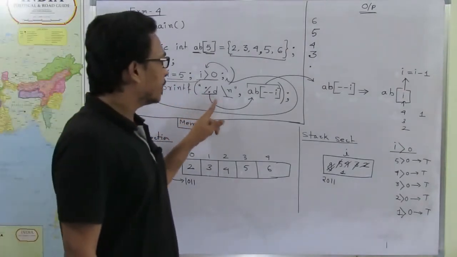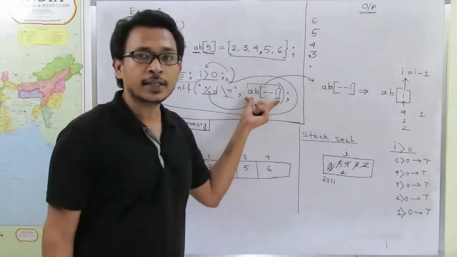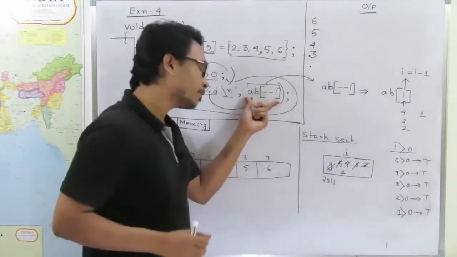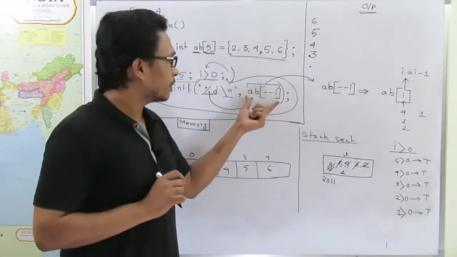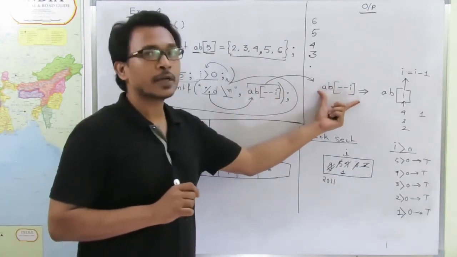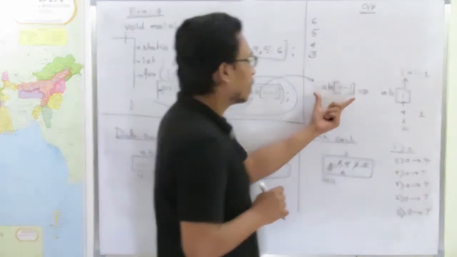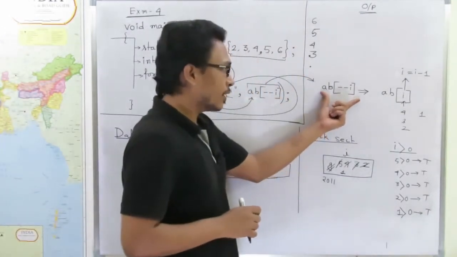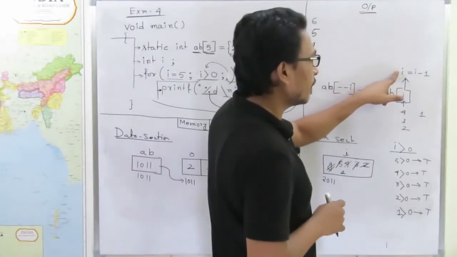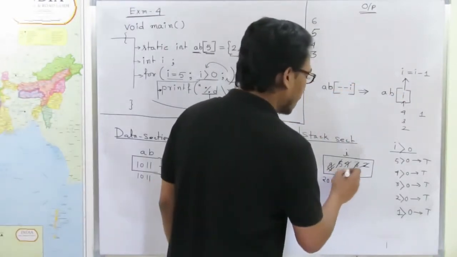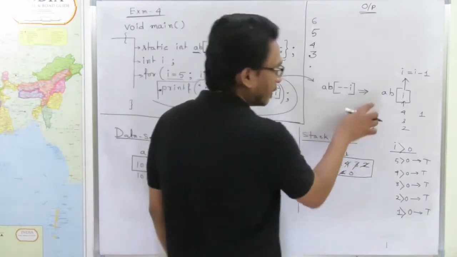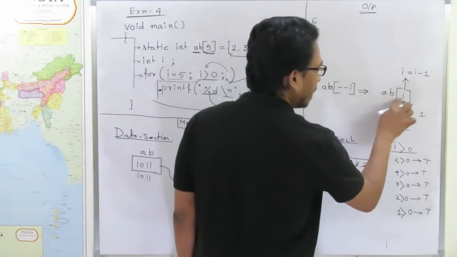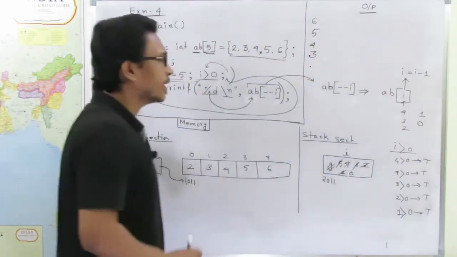Now again %d goes for the identifier, and that is AB[--I]. So to get the value from this identifier, the system needs to evaluate this particular expression. Now how will the system evaluate it? To evaluate this expression, the system first decrements the value of I. So now the value of I becomes 0, and then this 0 is put here, and the instruction becomes AB index 0. Now what is there in AB0?